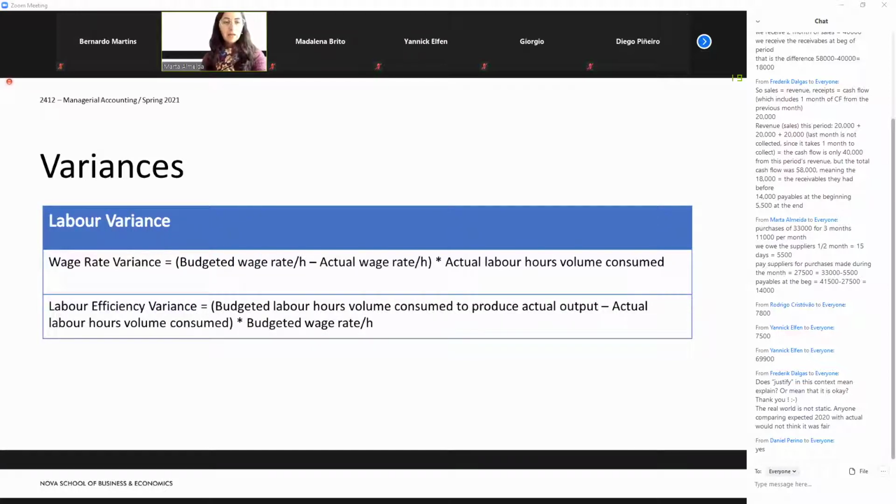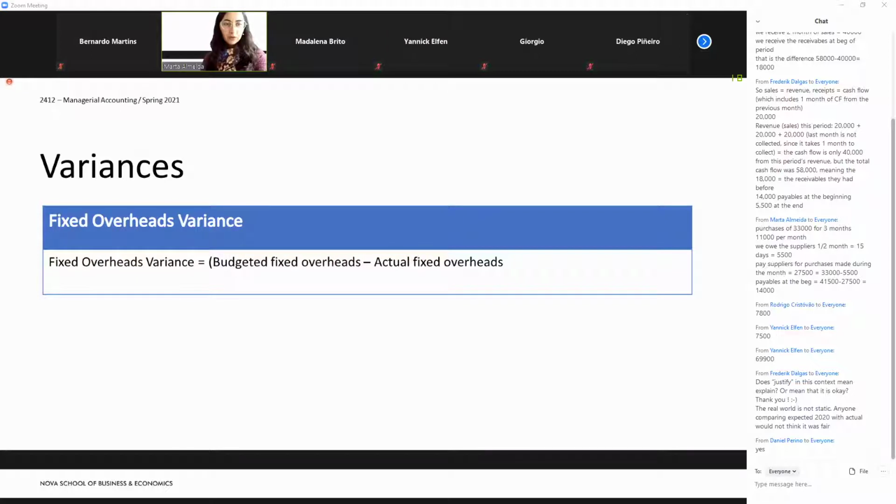Then we have labor, very similar to materials. The wage rate variance is the price variance of labor: the budgeted wage rate per hour minus the actual wage rate per hour multiplied by the actual hours consumed. And the labor efficiency variance is the budgeted labor hours consumed to produce actual output, so this is the quantity of hours in the flexible budget, minus the actual hours consumed times the budgeted wage rate.